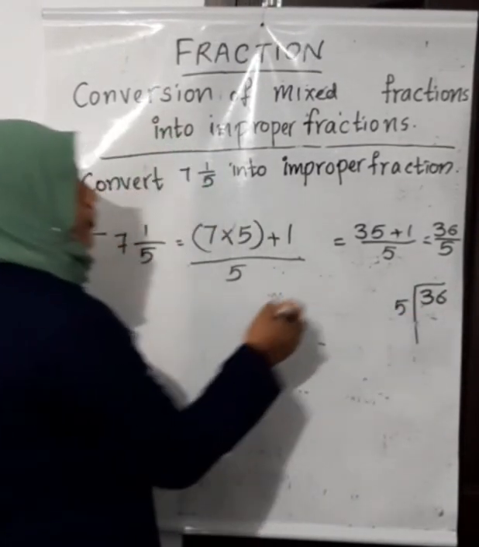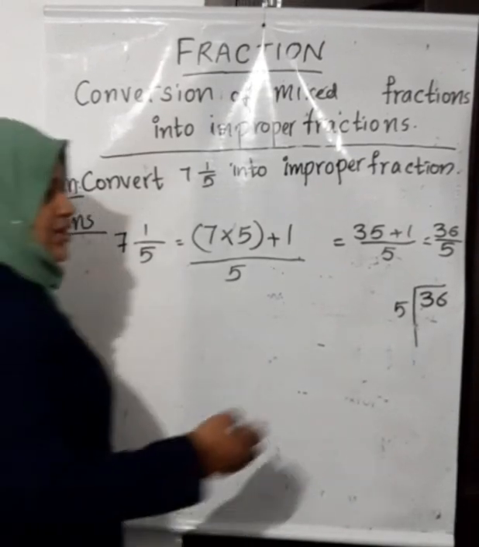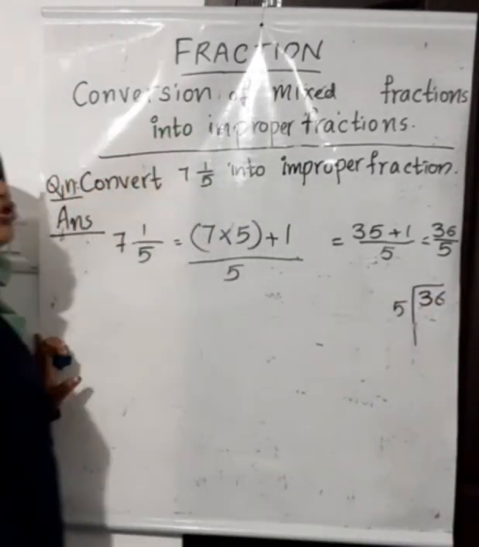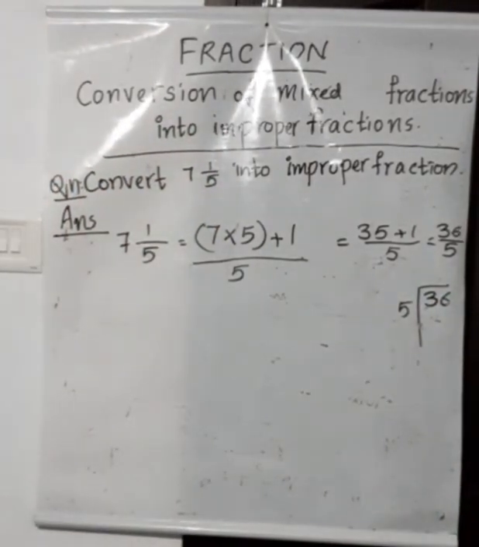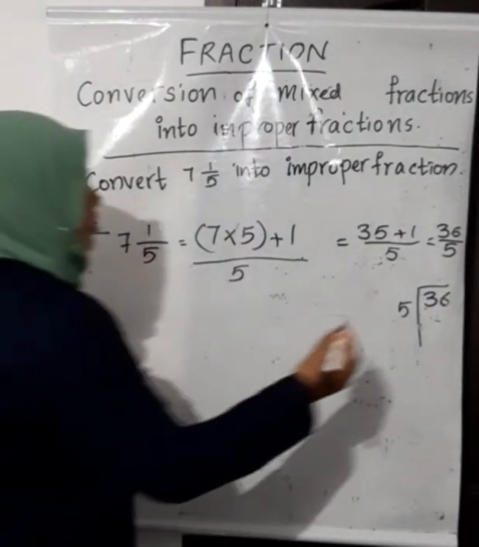36/5. How many 5s will be there in 36? 1 into 5, 5. 2 into 5, 10. 3 into 5, 15. 4 into 5, 20. 5 into 5, 25. 6 into 5, 30. 7 into 5, 35. And 8 into 5, 40. So here we have 36. So what do we have to write as the quotient? Yes, we have to write 7 as the quotient.